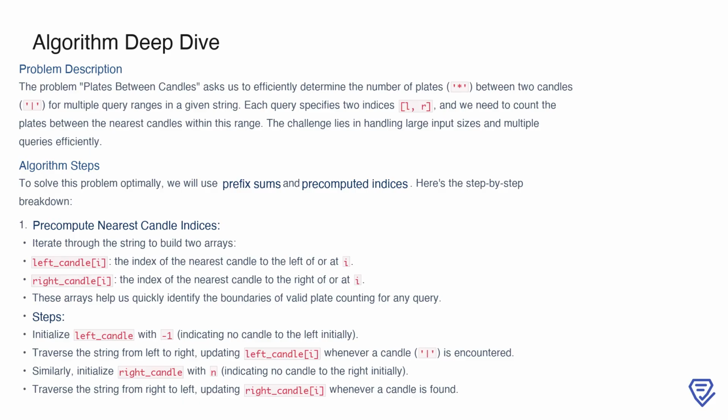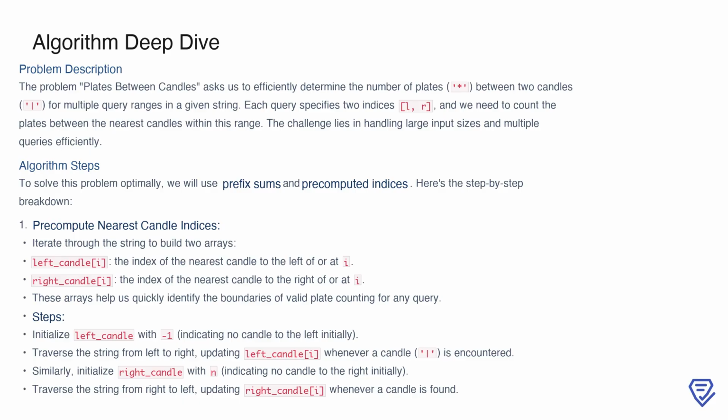The first step is to pre-compute the indices of the nearest candles. For this, we construct two arrays. The first, left_candle, keeps track of the index of the nearest candle to the left of or at any given position. The second, right_candle, does the same but for the nearest candle to the right.